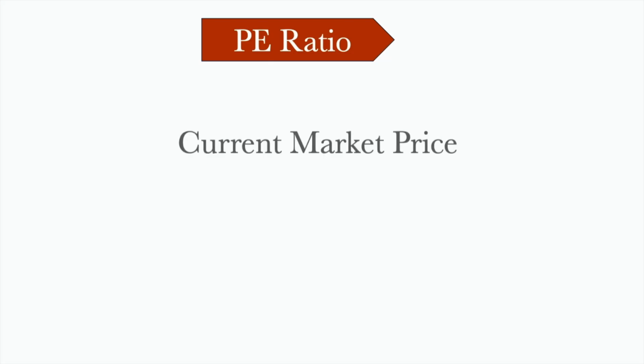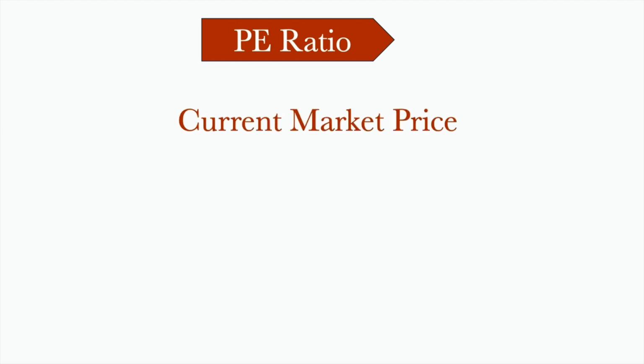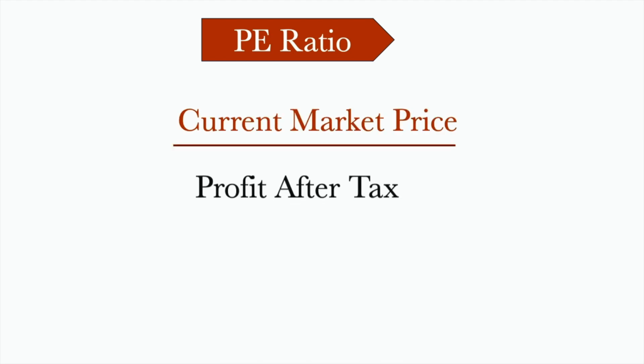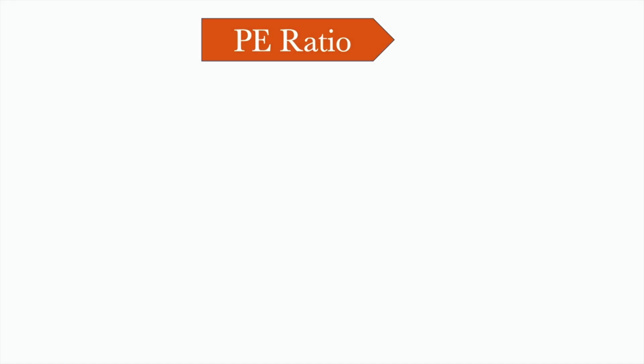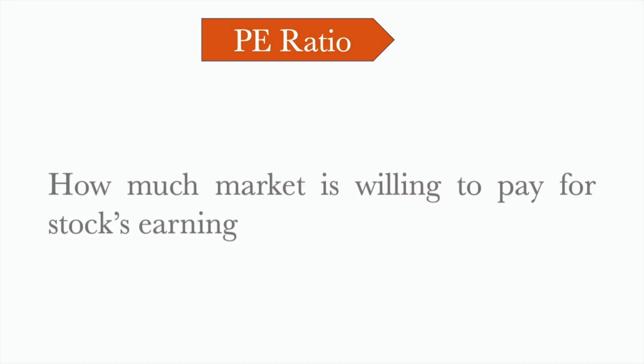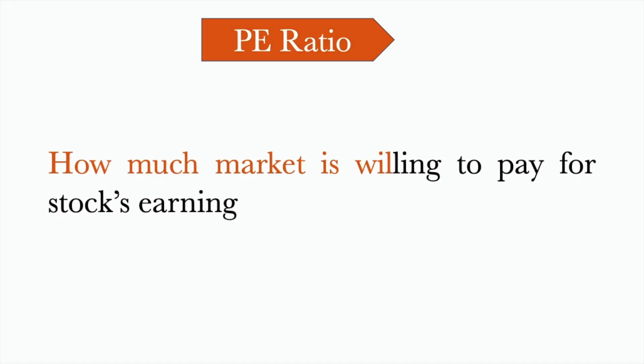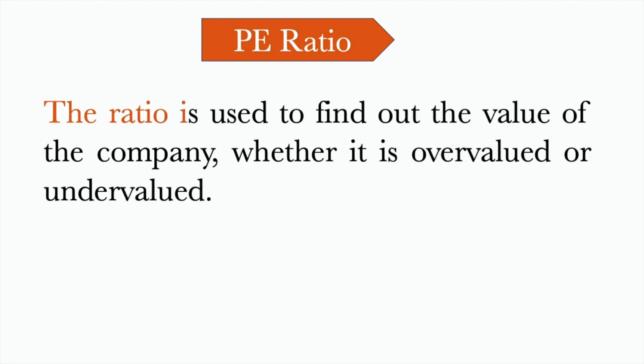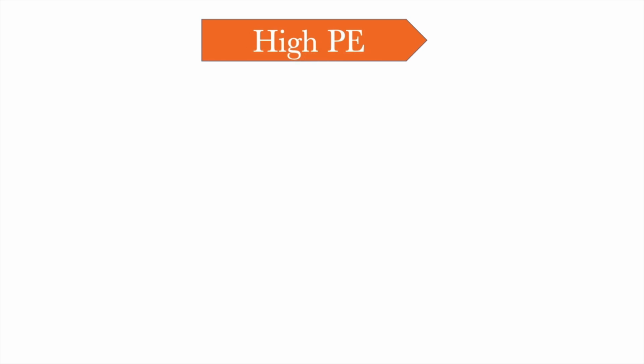Another method to calculate PE ratio is current market price divided by profit after tax. What PE ratio tells us is how much the market is willing to pay for a stock's earning. This ratio is used to find out the value of the company, whether it is overvalued or undervalued. Let us understand what a high PE means.